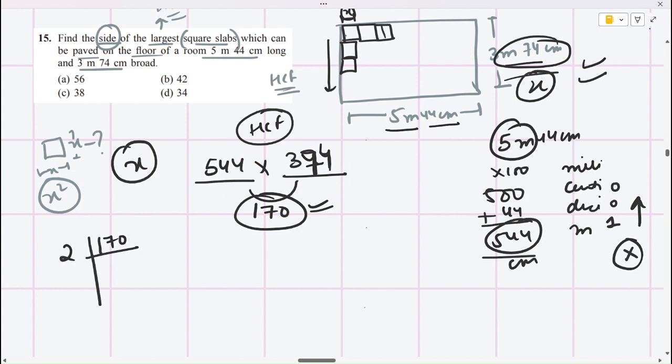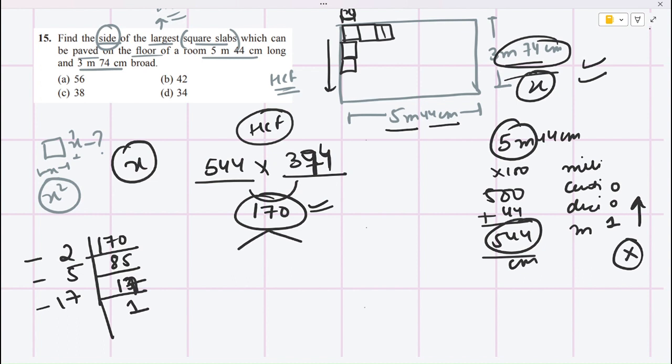So 2 से when we do it, it will go by 8, that is 16, and then 5. Then in case of 5, it will go by 1 and then, oh sorry, 1 and then 7. So it will go by 17 and then 1. यानी we have 2, 5 and 17.